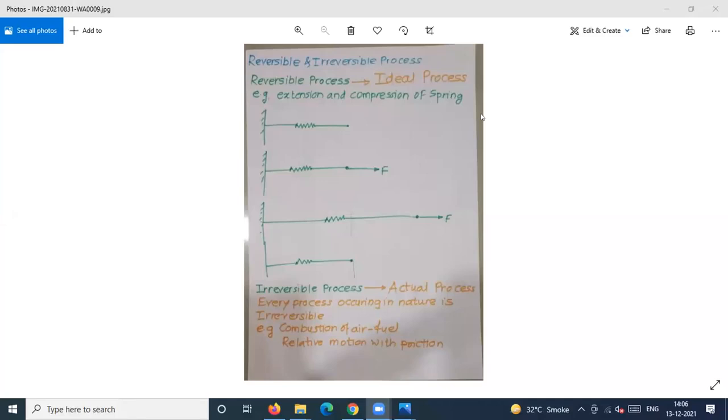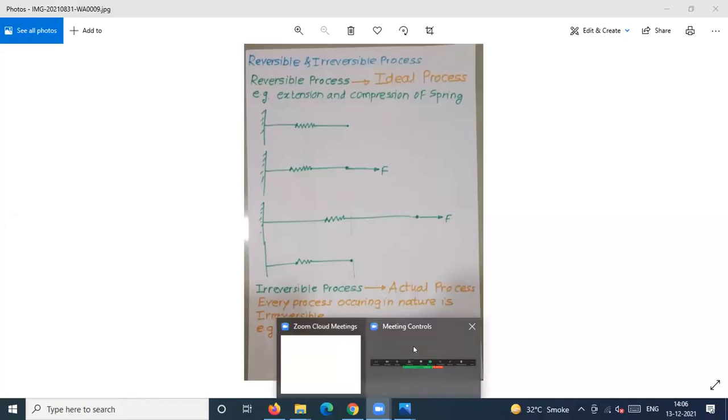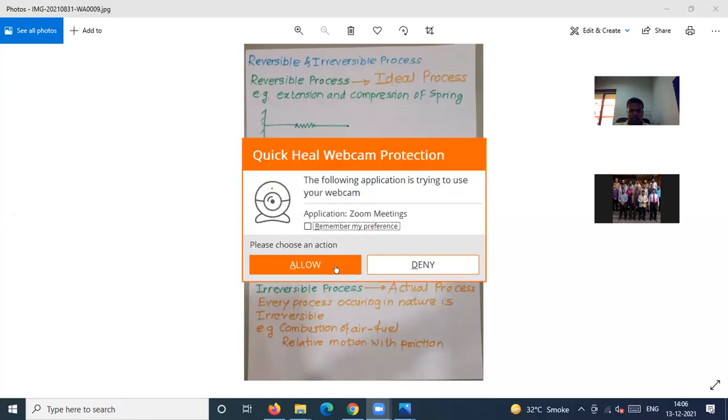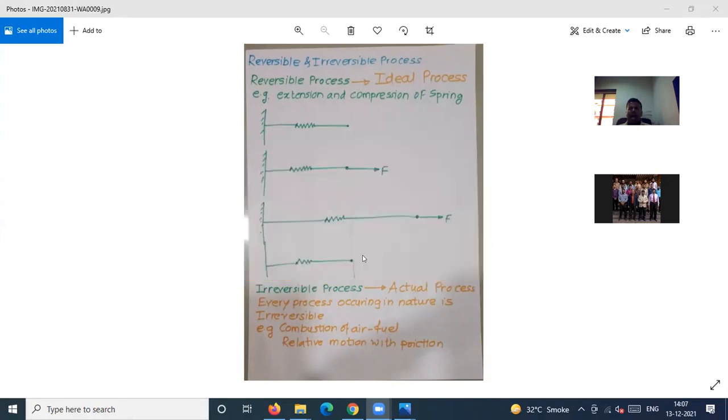In this session, initially we'll be starting with the reversible and irreversible process. So let us start. See, all of you, reversible process. Let me clear you that a reversible process is an ideal process. A reversible process does not occur in nature, or such a process doesn't exist. If you ask me to give a simple example, what is a reversible process?